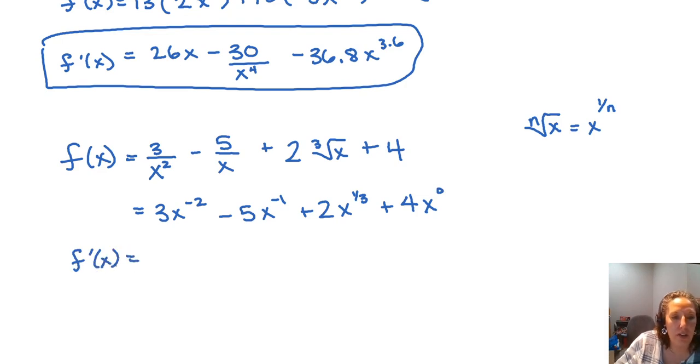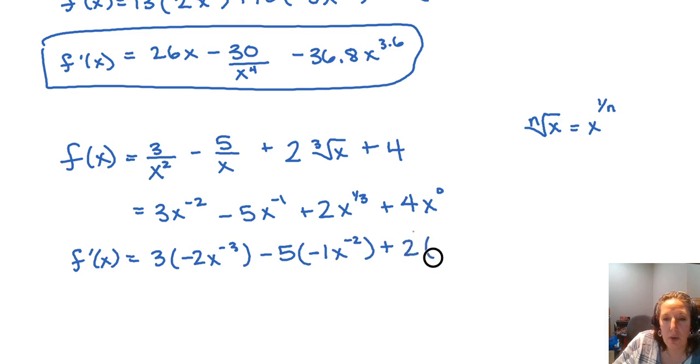And our derivative is going to be 3 times x to the negative 2. Bringing that power rule down, we're going to do negative 2x. We're going to subtract 1. Negative 2 minus 1 is negative 3. And then we get negative 5 times the derivative of x to the negative 1, which is going to be negative 1 times x to the negative 1 minus 1, which is negative 2.